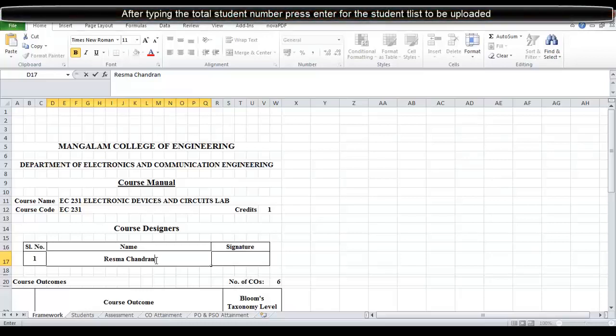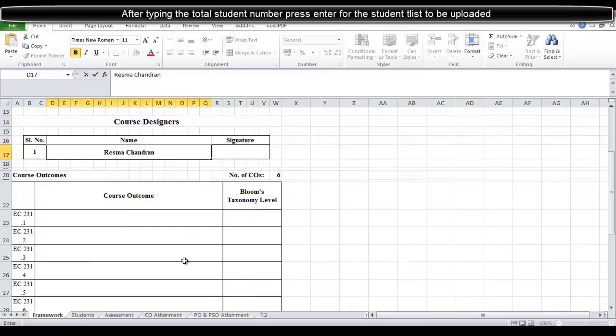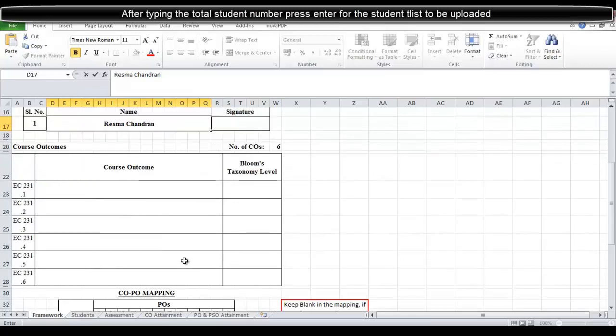So we have input the course name, course code, the credit is 1, and the name of the course designer. Next we have to write the course outcomes. Now what we have done here is we have combined our 12 experiments that are mandatory for the university to be completed within the course. Those 12 experiments we have tried to club together into different COs. Based on that, I am going to write down the 5 COs that we have here.